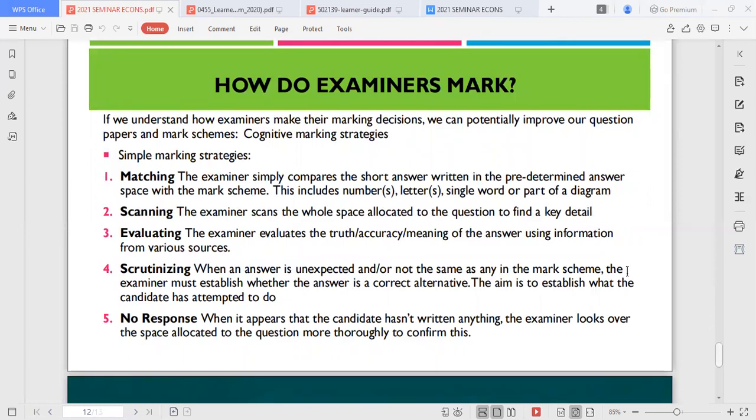And scrutinizing: when the answer is unexpected, not the same as in the mark scheme, the examiner must establish whether the answer is correct alternatively. The aim is to establish what the candidate has attempted to do. No response: when it appears that the candidate hasn't written anything, the examiner looks over the space allocated to the question more thoroughly to confirm this. Right? So this is how examiners will look into the component, examining how they mark your paper, how they mark your scripts.